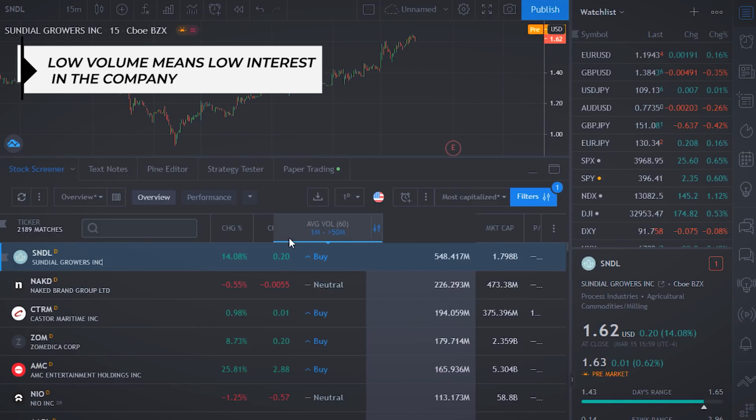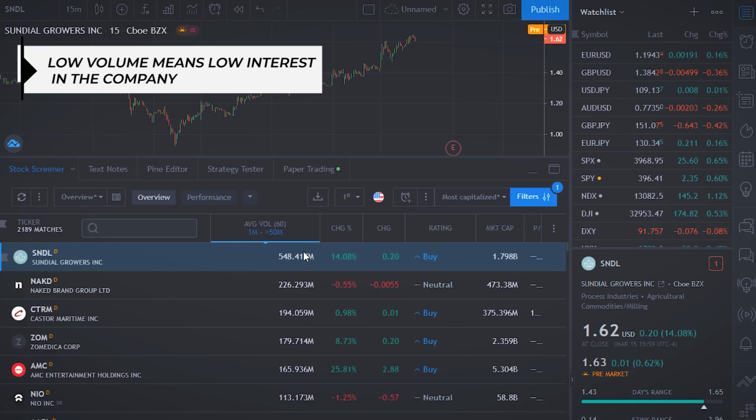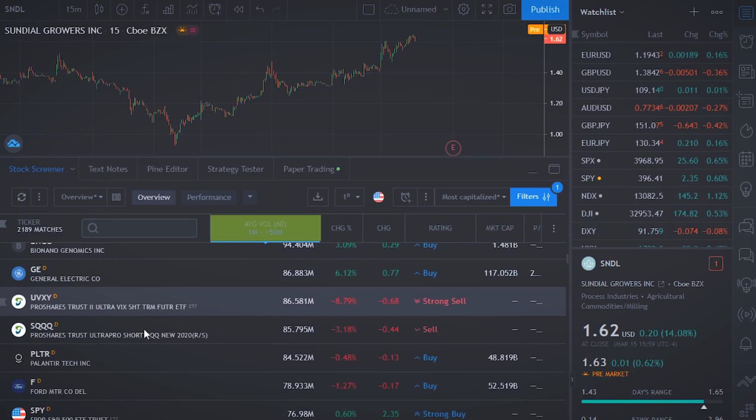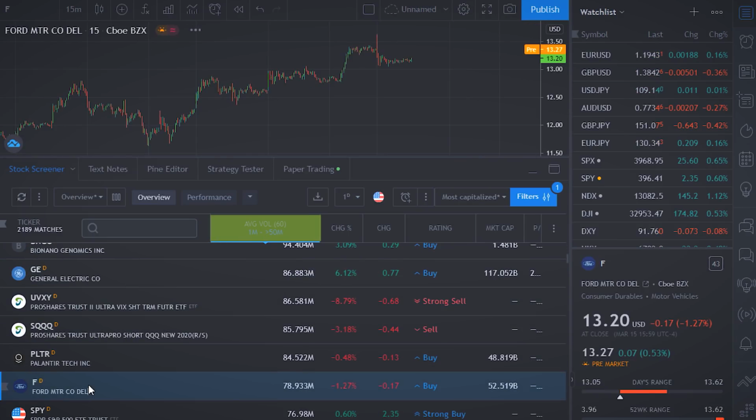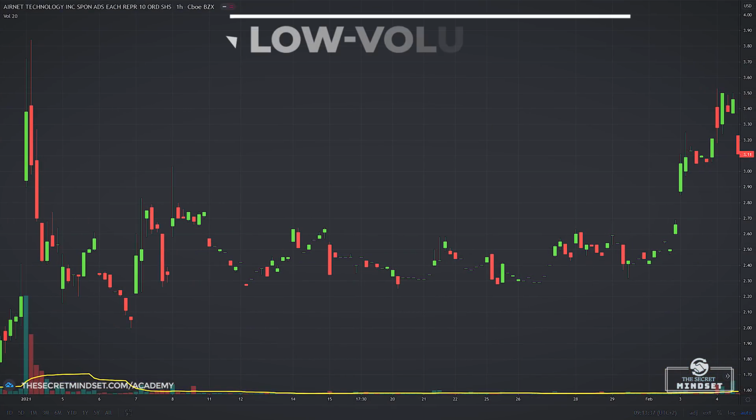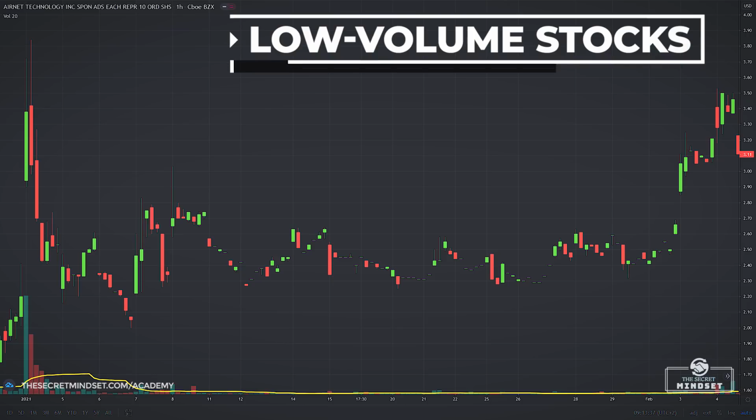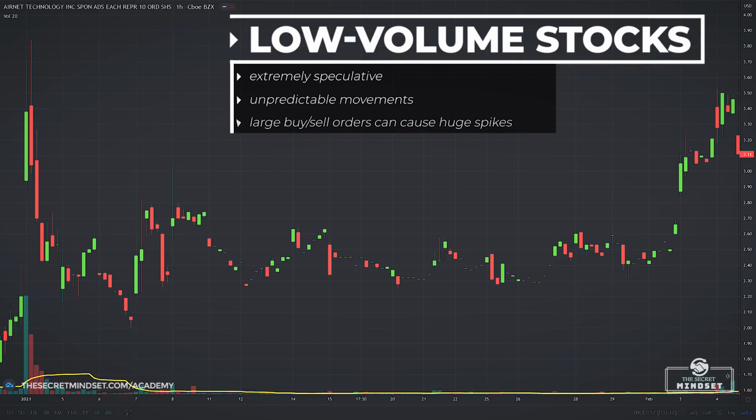Think about it in this way. Do you really want to be trading a stock that Wall Street obviously wants nothing to do with? Remember, low volume means low interest in the company. A low volume traded stock simply means it's not worth trading. Low volume stocks tend to be extremely speculative and unpredictable.